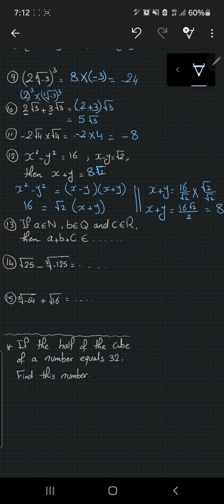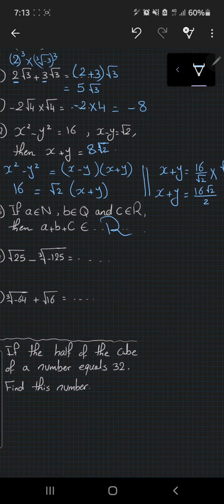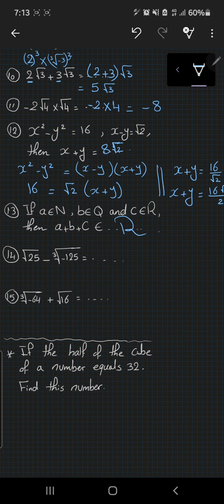If A belongs to N and B belongs to Q, C belongs to R, then A plus B plus C belongs to the biggest set, which is R. Okay, square root 25 minus cubic root negative 125. Get the result. Square root 25 equals 5 minus cubic root negative 125, which is negative 5. Don't forget the negative. It will be negative multiply negative, it will be positive 5, which is 10.